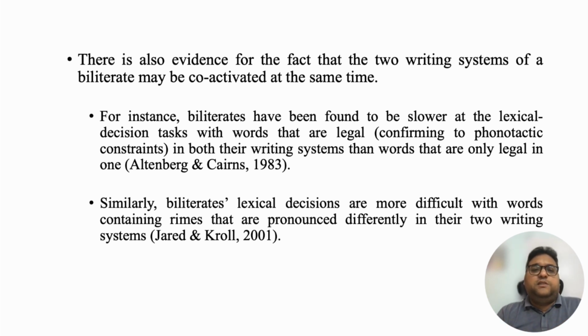Evidence of this kind emerges if you look at studies of lexical decision tasks. You will see that biliterates are found to be slower in making lexical decisions to words that are legal in both their languages, because both language versions will be competing for selection. Similarly, biliterates' lexical decisions are slightly more difficult with words that contain rhymes that are pronounced differently in their two languages. So when you are going to read that aloud, one language is pulling you that way, the other language is pulling you that way. It creates a conflict and it makes this overall thing slightly difficult for a bilingual.